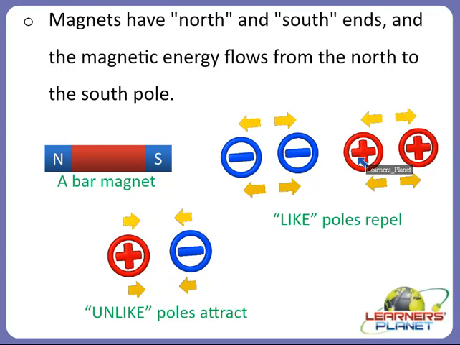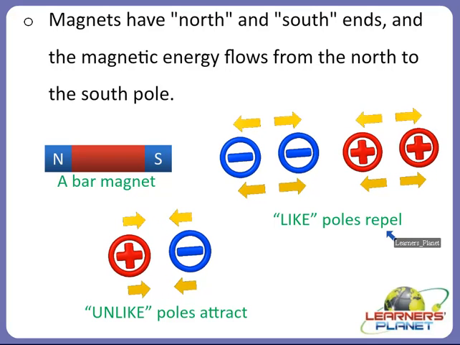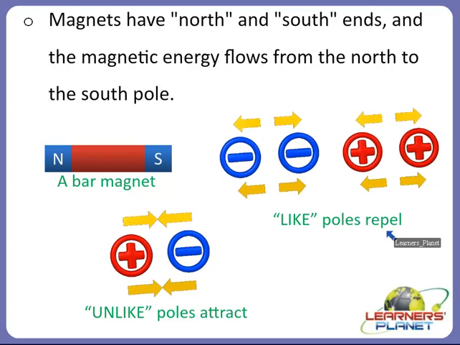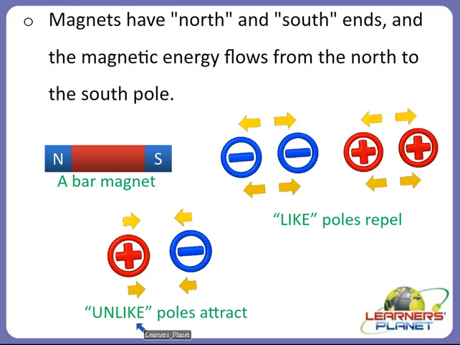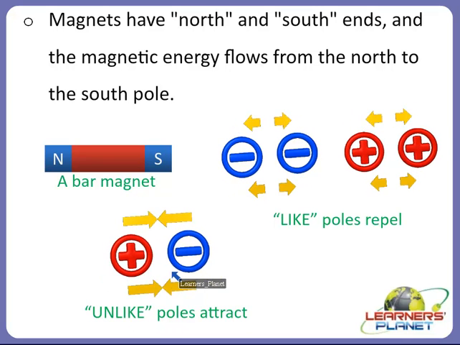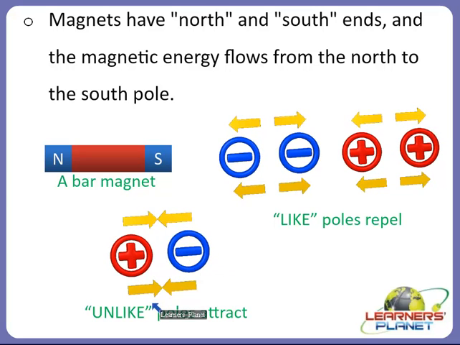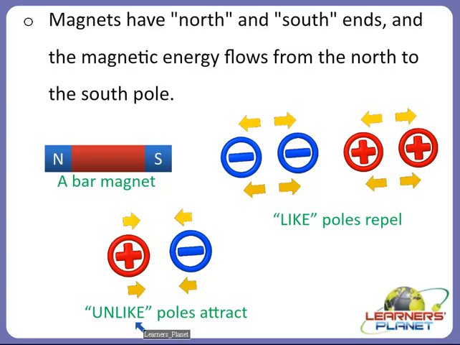So always remember that like poles always repel. They will move away from each other. And when there are poles like plus or minus, or we can say the charges, plus or minus, that means these are unlike. The unlike charges attract.